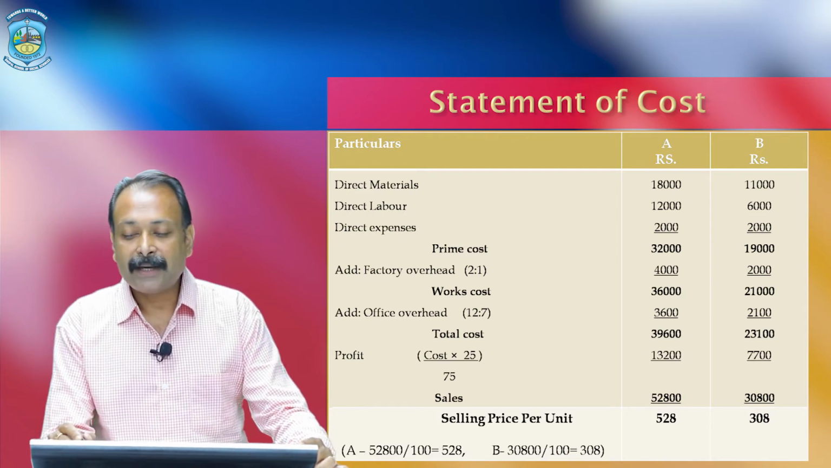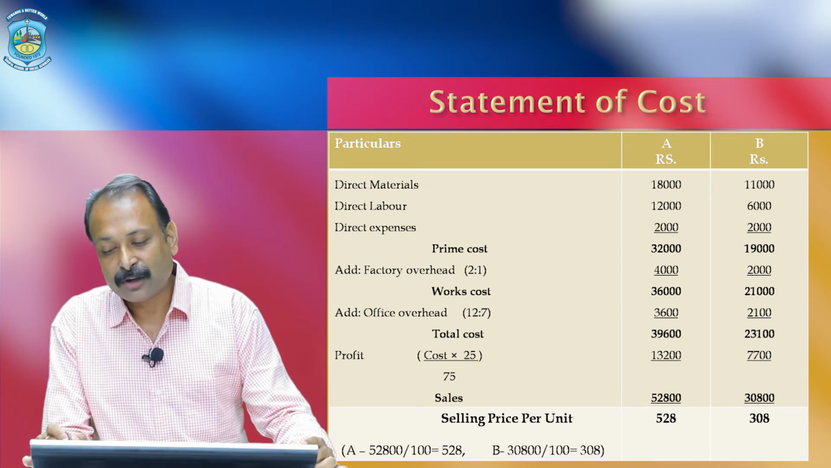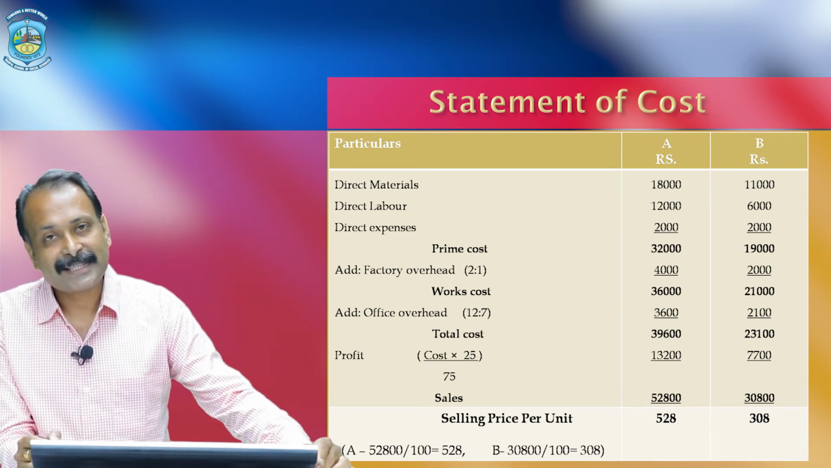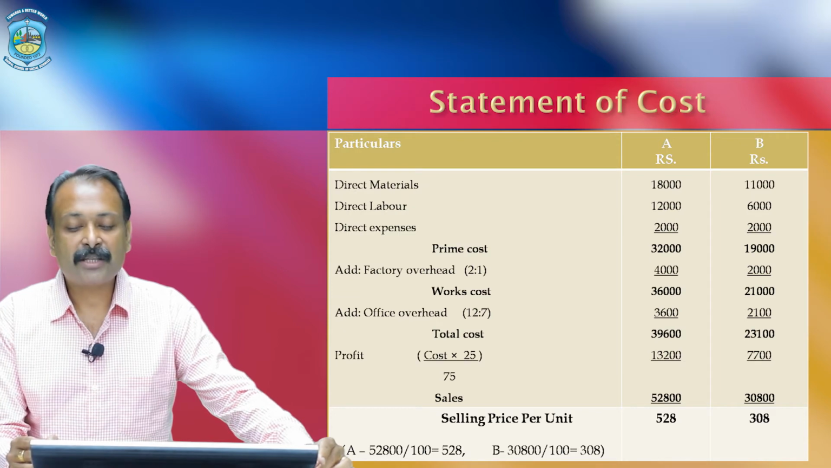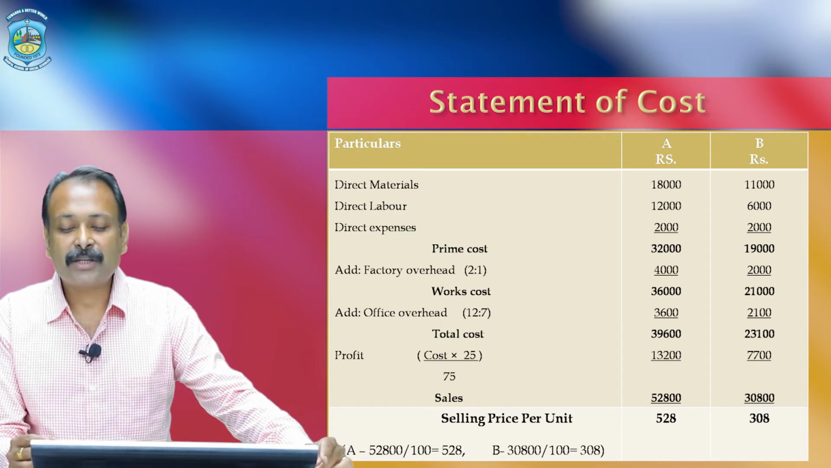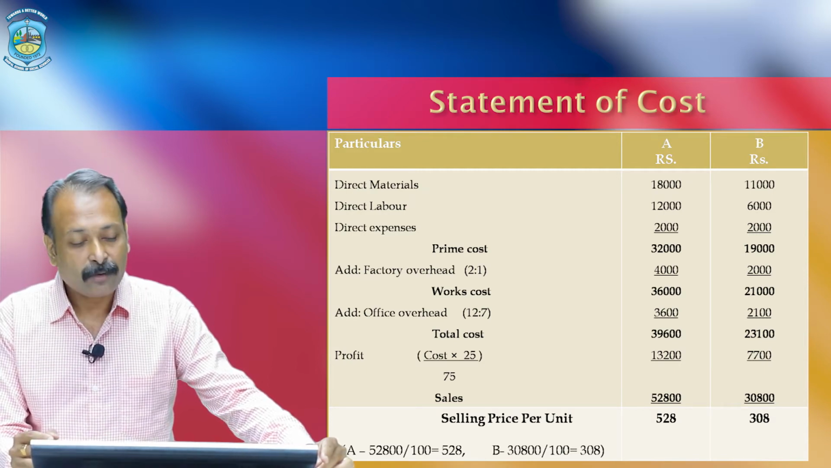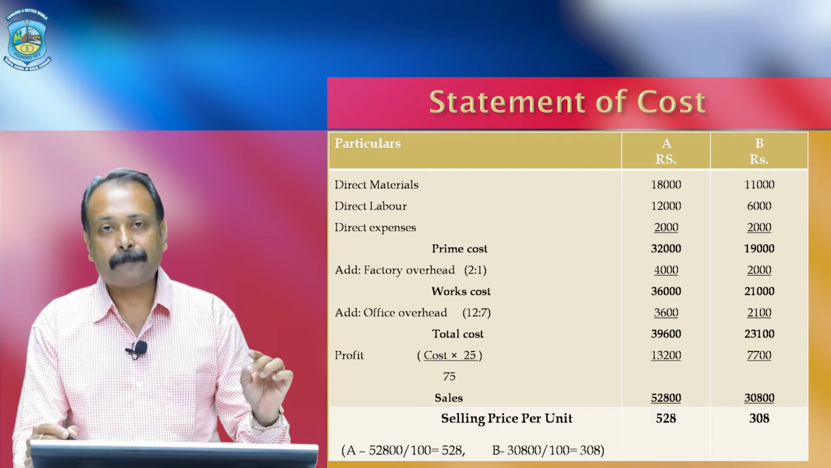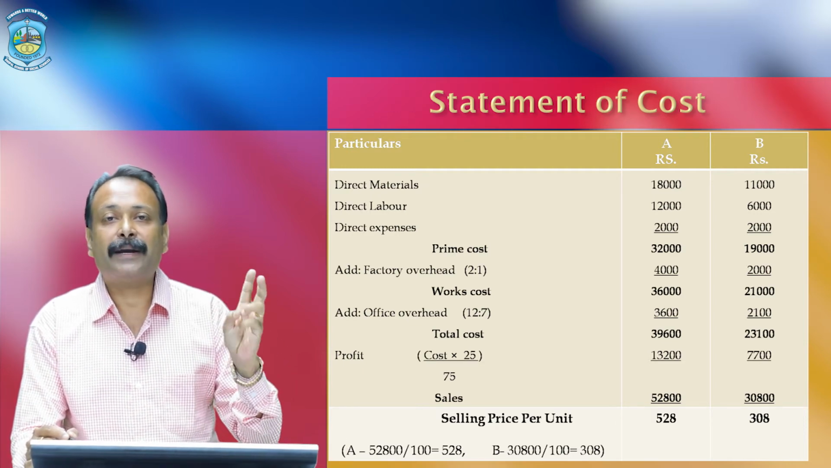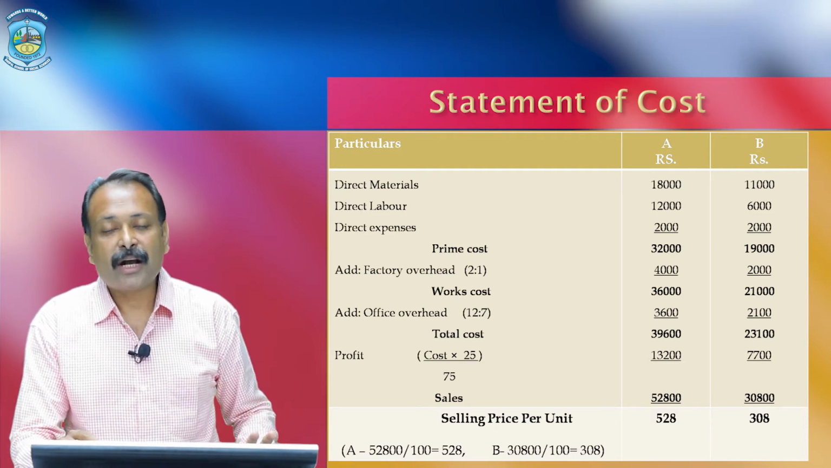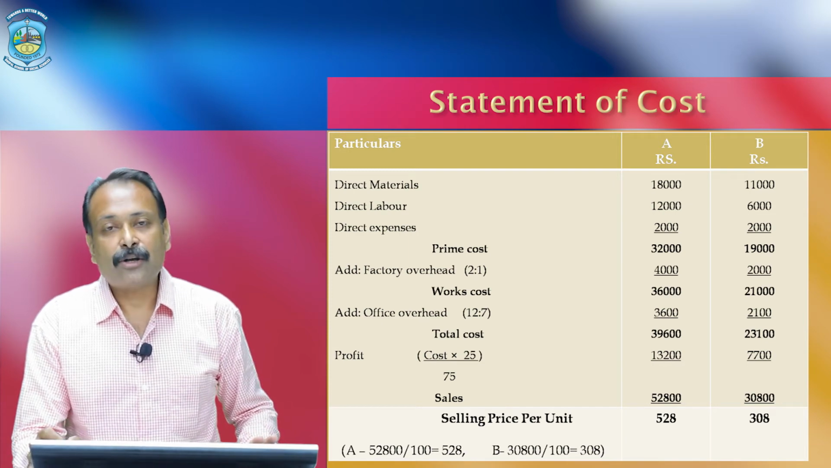Similarly, direct material for machine B is 11,000 rupees, direct labor is 6,000 rupees and direct expenses is 2,000 rupees. 11,000, 6,000 and 2,000 equals 19,000 rupees for machine B. So the prime cost we calculated by adding direct material, direct labor and direct expenses is 32,000 for machine A and 19,000 for machine B.